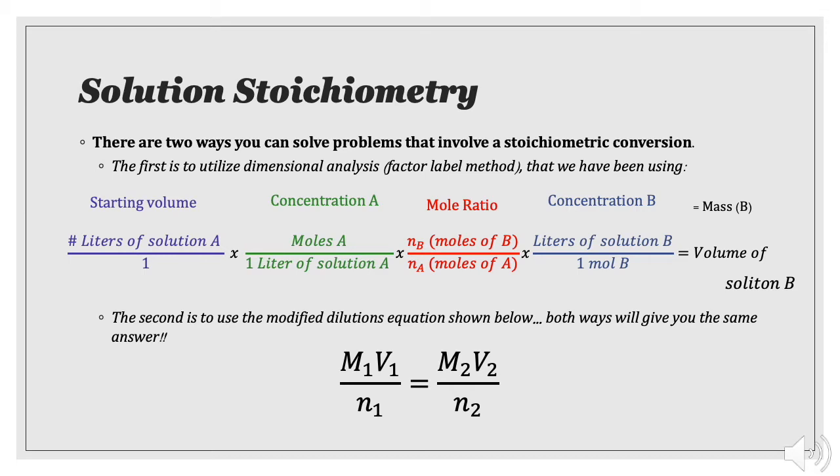The second way is not using dimensional analysis, and I know some of you are probably cheering inside, but I'm going to actually show you a way to solve these problems using something called the modified dilutions equation, which is shown below. And this is basically just algebra. So let's go ahead and get started. We'll talk about dimensional analysis first, and then we'll get into this simplified way of trying to solve these stoichiometric calculations.